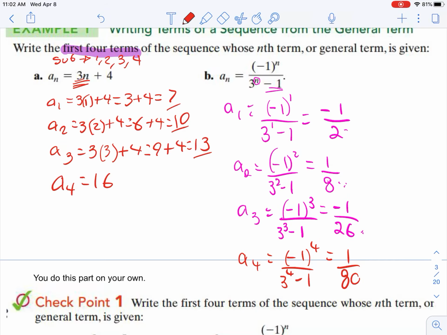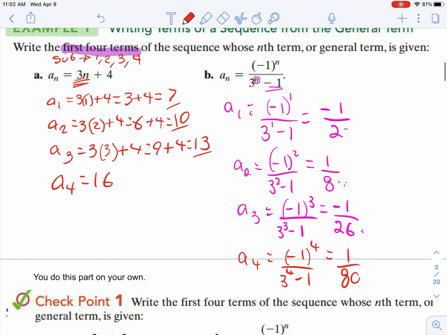Okay, guys, please, if you need to, go ahead and press pause at this point and do checkpoint 1 for me.